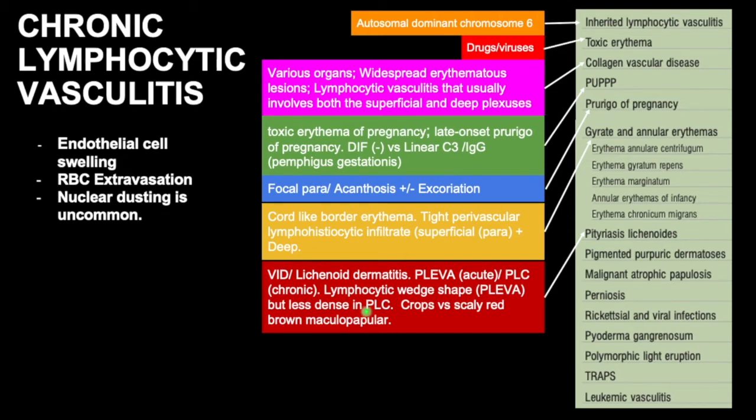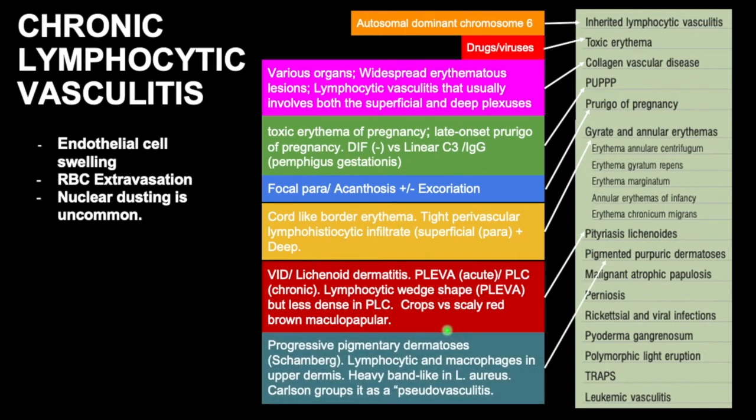In PLEVA, we see a lymphocytic wedge-shaped infiltrate, but it is less dense than the lymphocytic infiltrate we see in PLC. Clinically, as we discussed in the other chapter, in PLEVA we see crops of scaly red-brown maculopapules, versus in PLC we see more of a scaly red maculopapular rash.